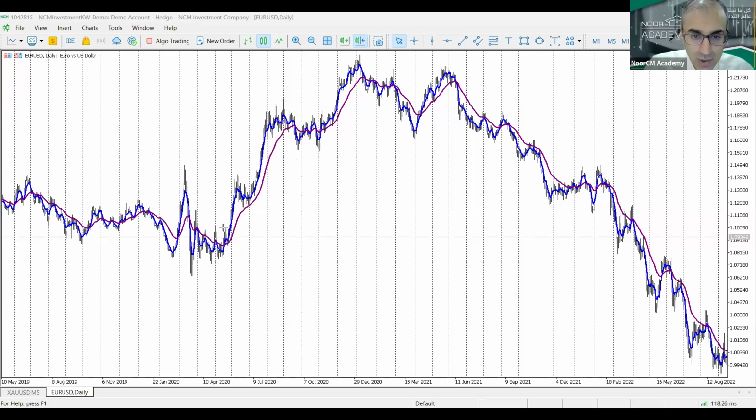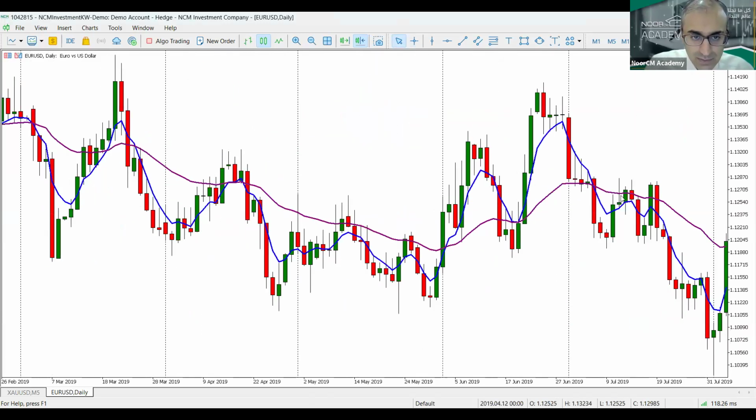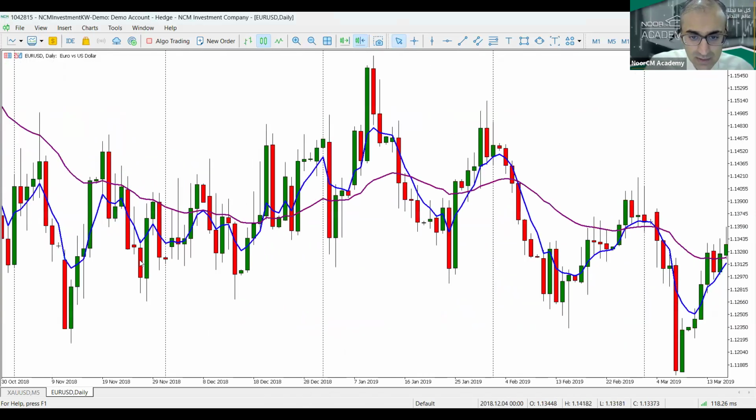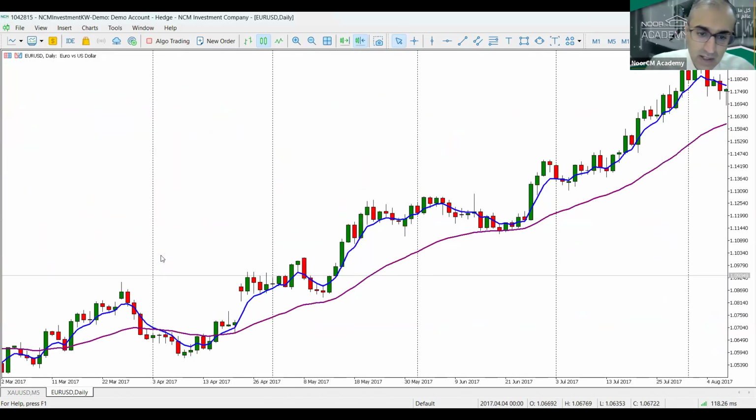Now I'm going to zoom in a bit. Let's use this example here. First, the most important thing, you can see here, the 5 exponential moving average is crossing above the 30 exponential moving average, right?